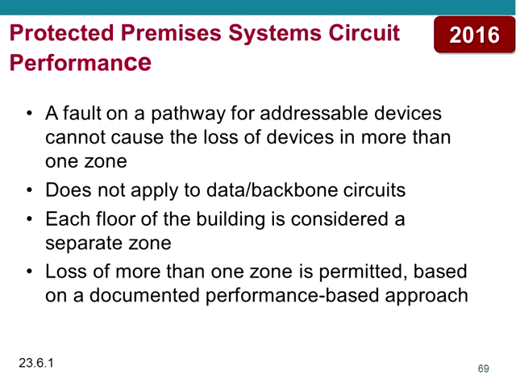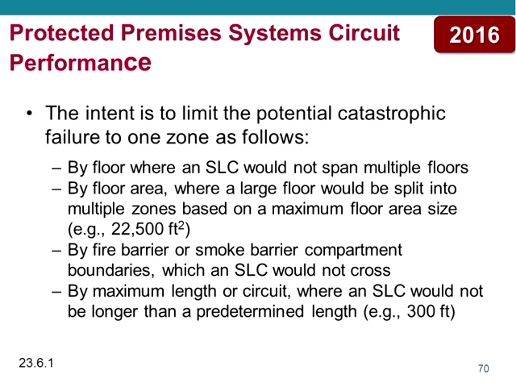So the new requirement in 23.6.1 went from 50 devices to: a fault on a pathway for addressable devices cannot lose or cause the loss of devices in more than one zone. It does not include data and backbone circuits. And as a minimum, each floor of the building is a separate zone. And if you can prove that if you lose more than one zone, everything's going to be okay, then submit that to the authority having jurisdiction, and you have a way around it. The code clearly allows that.